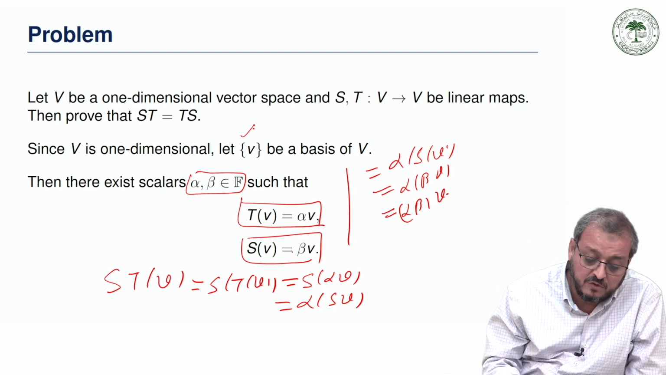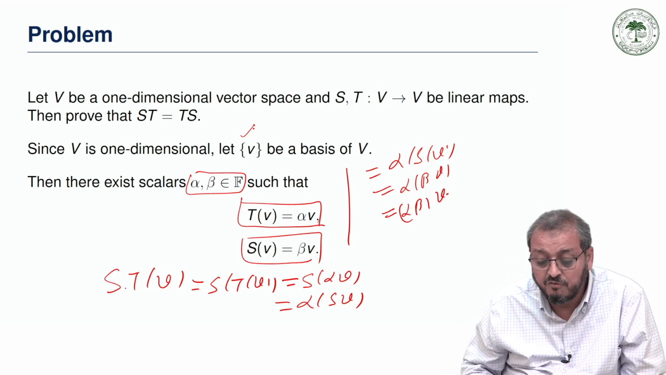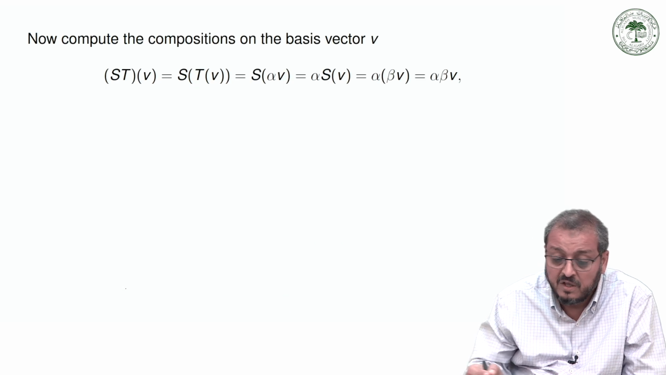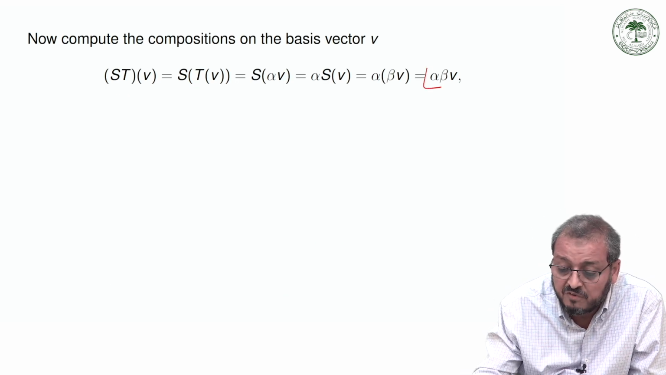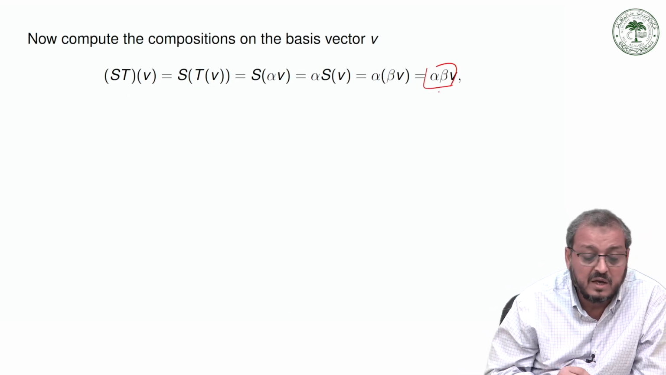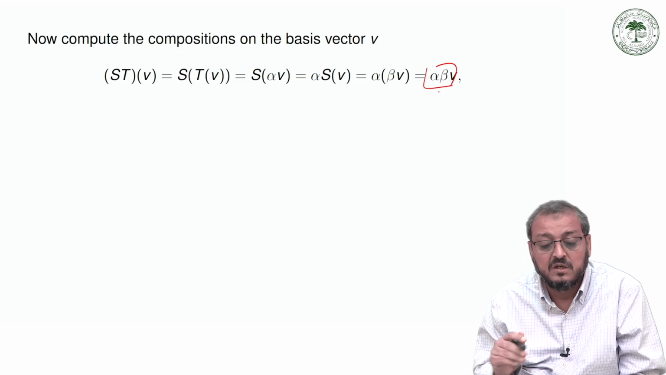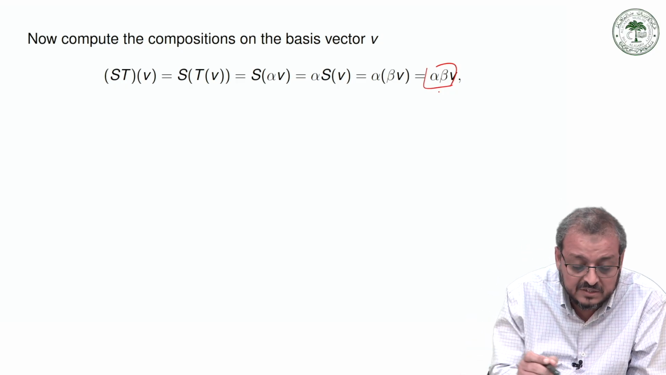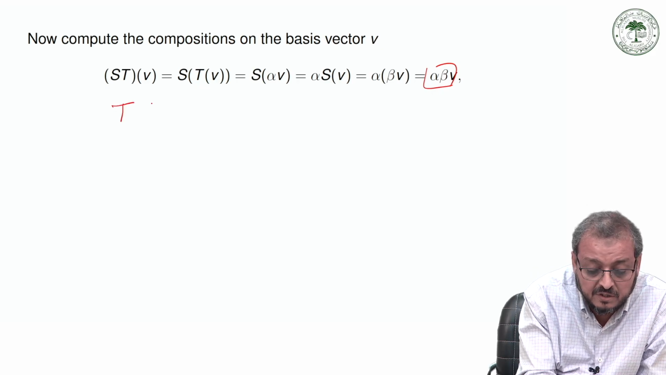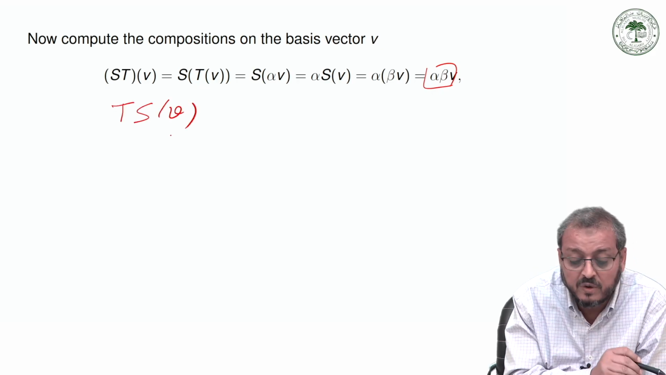So this means (S∘T)(V) = αβV. So S composition T is equal to αβV. Now we have to calculate the other part of this composition map, and the other part is T∘S applied to V.